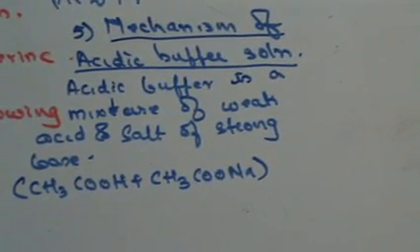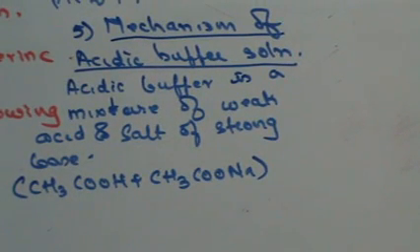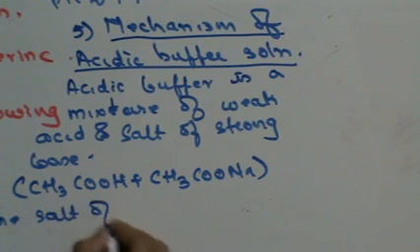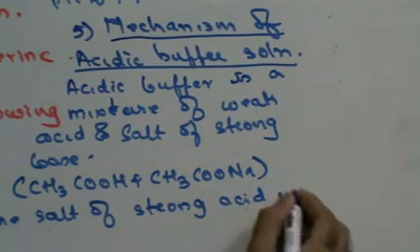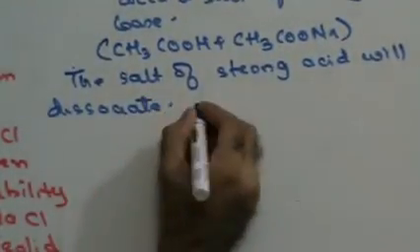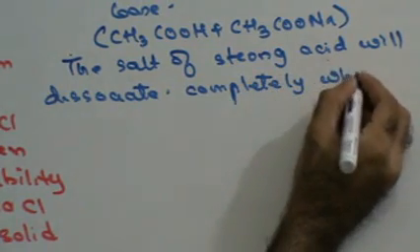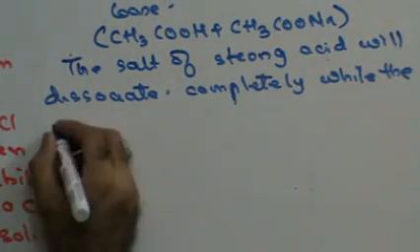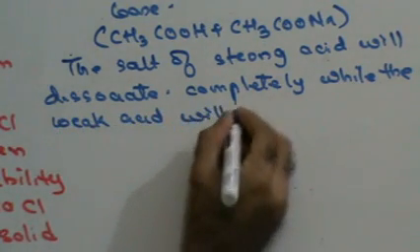Now, the salt of strong electrolyte will dissociate completely while the weak acid will be slightly ionized. The salt of strong base will dissociate completely while the weak acid will be slightly ionized.